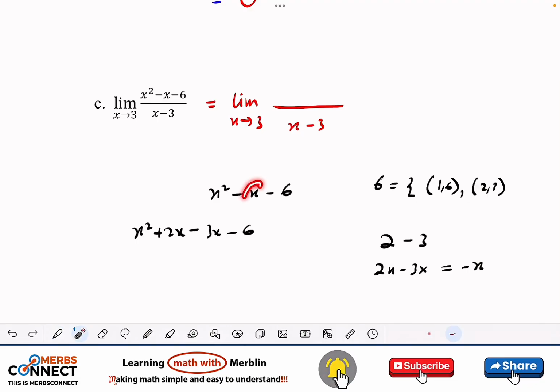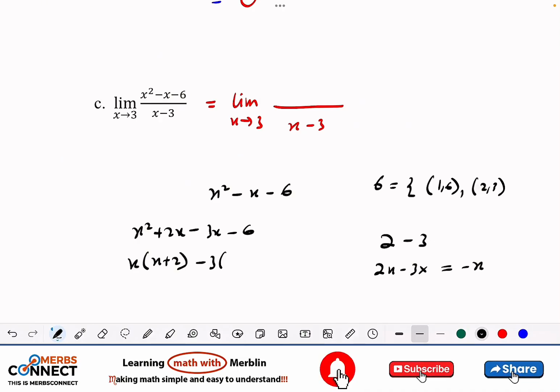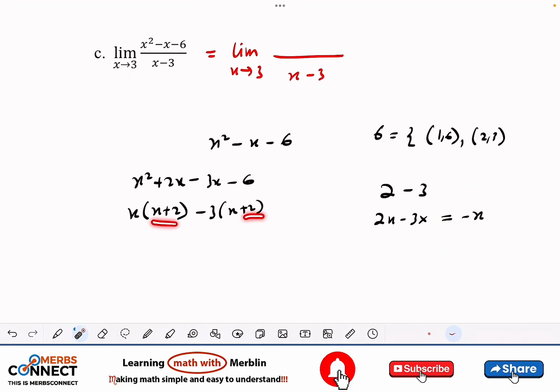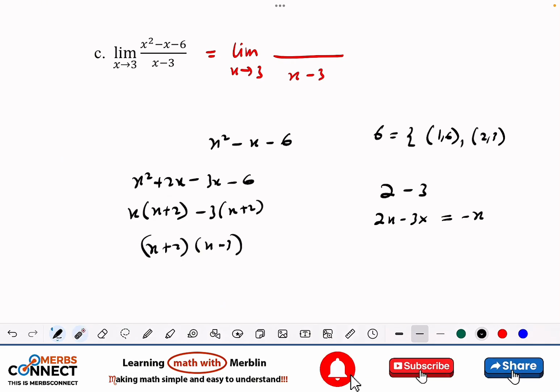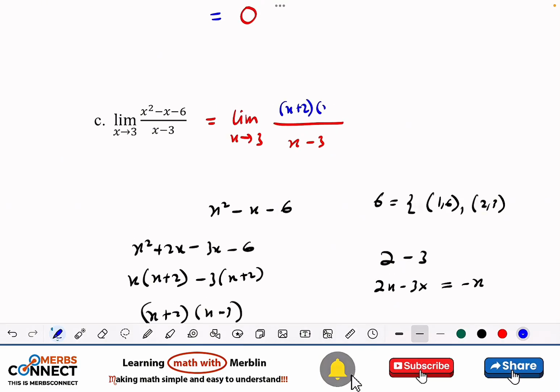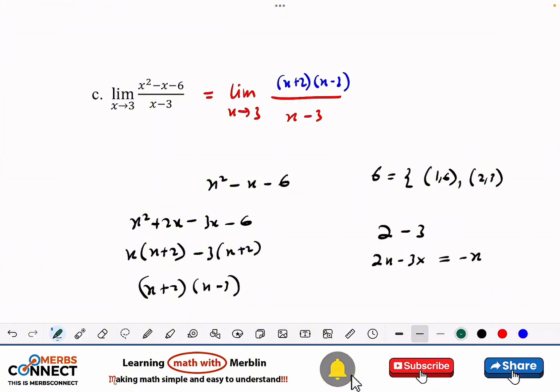So what did I do? I was trying to write this negative x as two terms so that I can share them, this and this. So factor x out, here we'll be left with x plus 2, and then factor 3 out, we are left with x plus 2. And then when I factor this and this out, this is going to give us x plus 2, x minus 3. Is that right? So it means that the numerator here can be written as this. So let's write it down. x plus 2, x minus 3. And then the magic happens. This cancels this out. Good.